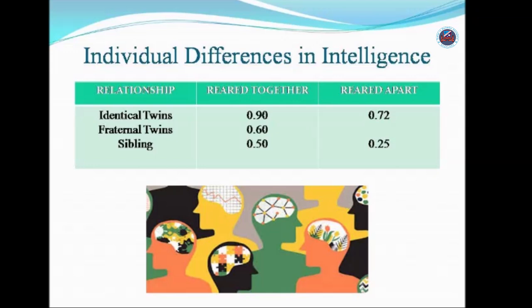Studies also show that if a child is adopted by other parents, towards the initial stage the child's intelligence level will be more similar to the biological parents rather than the adoptive parents. But gradually, as the child grows in age, the studies show that the intelligence level tends to move much closer towards the adoptive parents rather than the biological parents.